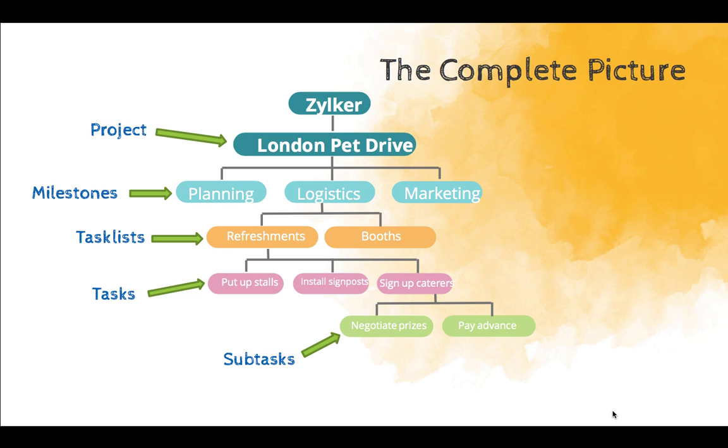Another important thing that I would like to mention here is the dependency. Dependencies can be set between any two active tasks that have clearly defined start dates and end dates. For example, now let's consider these two tasks of putting up stalls and installing signpost. You can say that task 2 is dependent on task 1. This means that once you've set up dependencies between these two tasks, you cannot mark task 2 as complete unless and until task 1 is marked as complete.